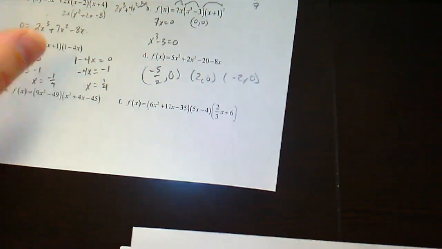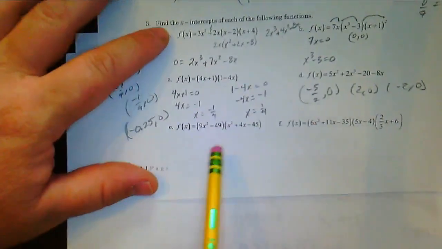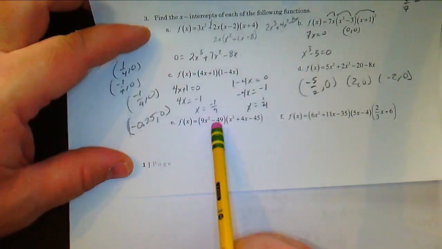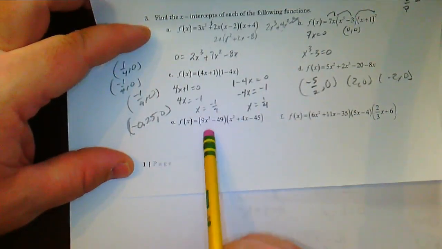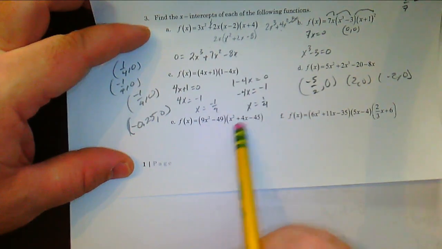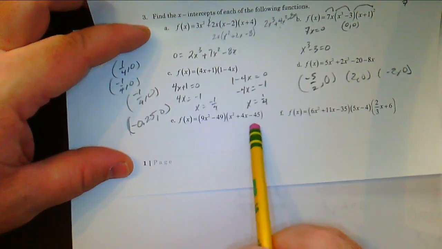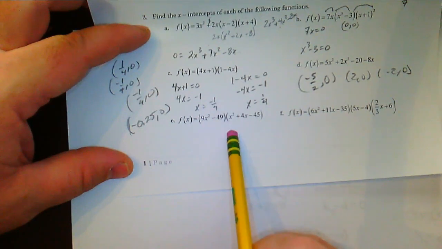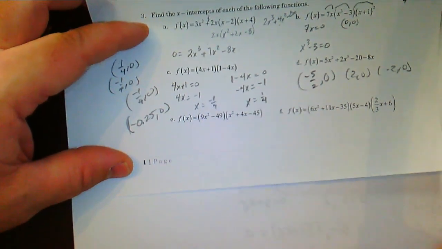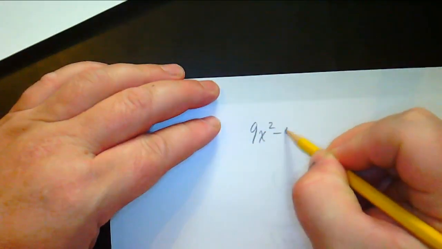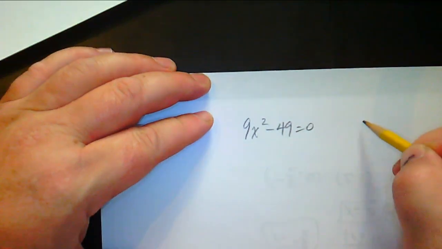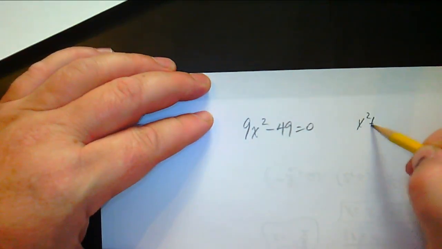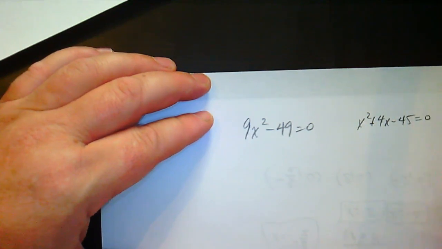All right. 2 more to go. So this one right here, 9x squared minus 49, that's a difference of squares also. We could factor that if we wanted. And this one, x squared plus 4x minus 45, that's factorable. Negative 5 and positive 9. Yeah, that would work. So let's go ahead and do this one on scratch paper 2. 9x squared minus 49 equals 0, and x squared plus 4x minus 45 equals 0. So those are our two.